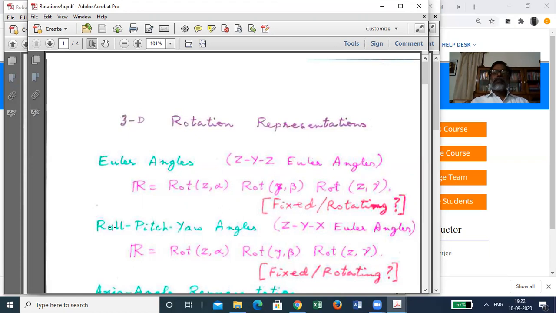Another competing representation is roll pitch yaw angles. This came from the field of navigation, where there is a ship, and if you take the forward direction, then any rotation about that is rolling. Say this is the ship, so this movement, this rotation is rolling. So left, right, left, right.